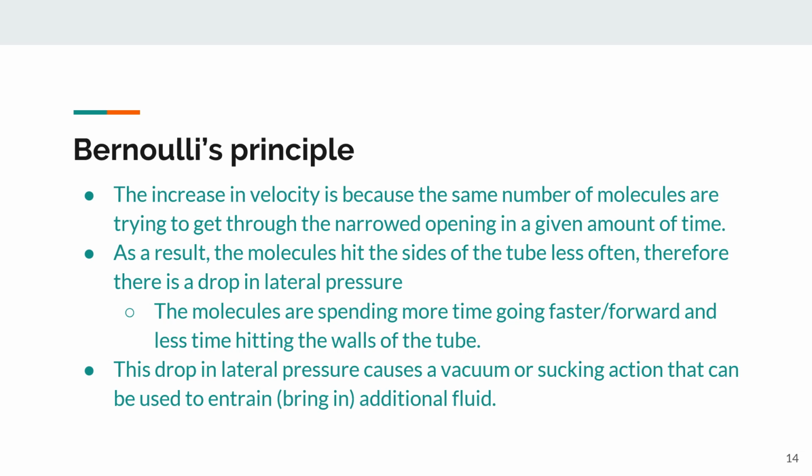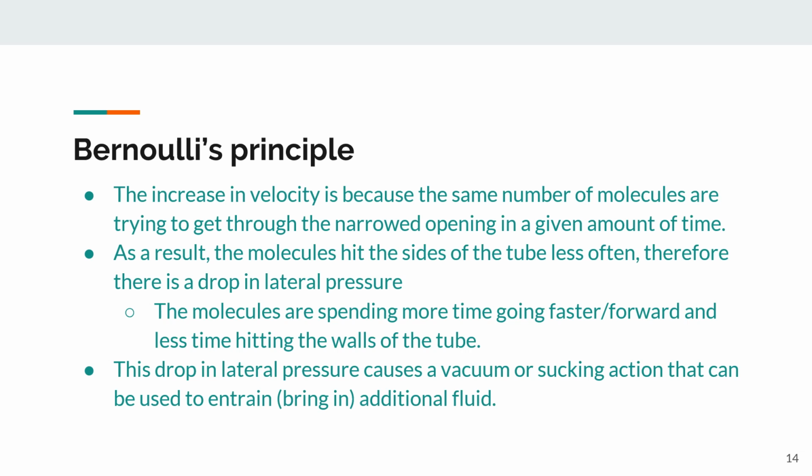What happens is the molecules hit the side of the tube less often, therefore there is a drop in the lateral pressure. So based on Bernoulli's principle, the molecules are spending more time going faster forward and less time hitting the walls of the tube. This also has to do with jet ventilation. This drop in lateral pressure causes a vacuum or suction action that can entrain, or bring in, additional fluid or air.